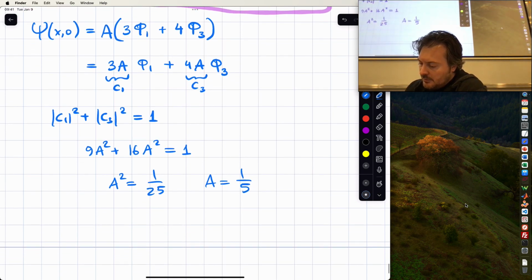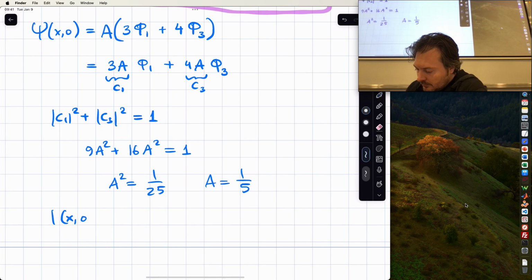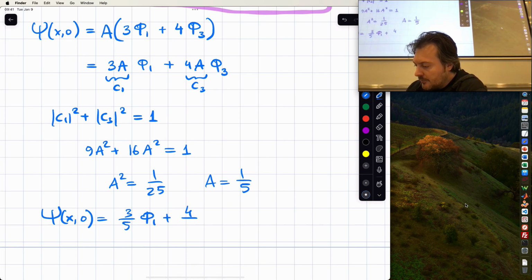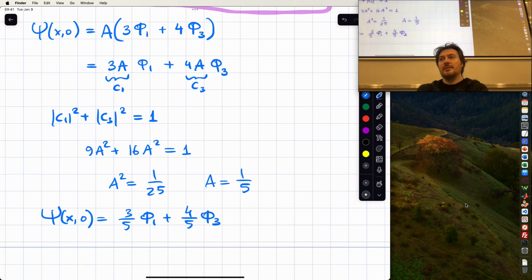So your psi of x,0 is 3 over 5 phi 1 plus 4 over 5 phi 3. Do you agree with this? Yes. Why can A be negative? Very good point.